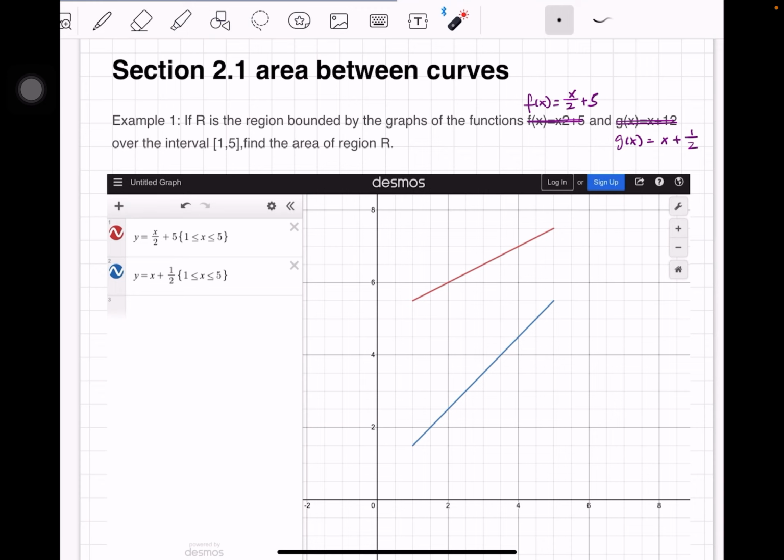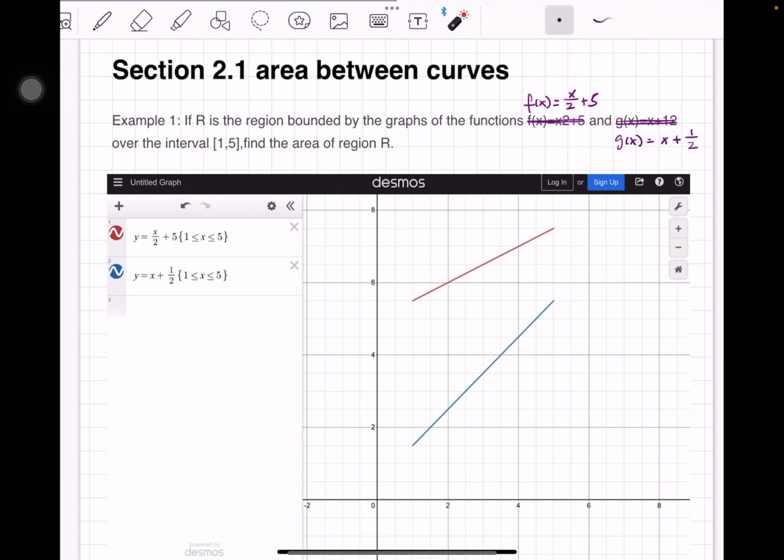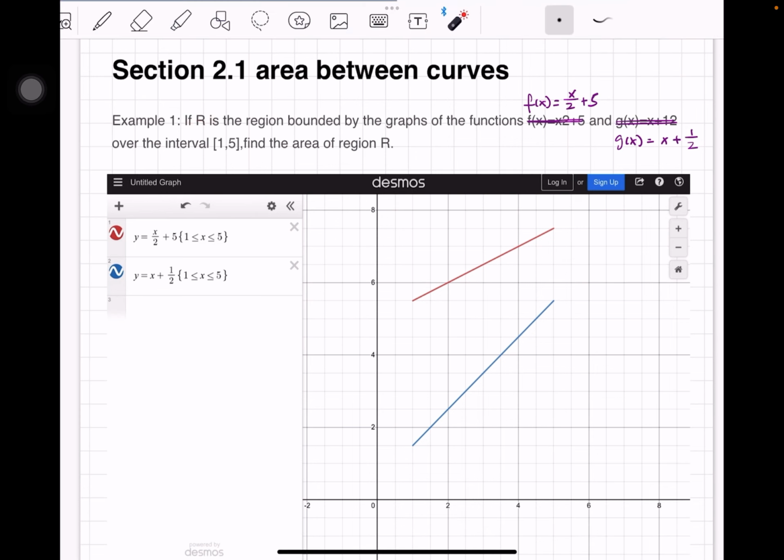So for section 2.1, we're going to start talking about the area between curves. Example 1 is talking about R, a region bounded by the graphs. You can see that I'm using Desmos to graph it. There are two functions, f of x equals x over 2 plus 5, and g of x equals x plus 1 half. We're going to do it over the interval 1 to 5.